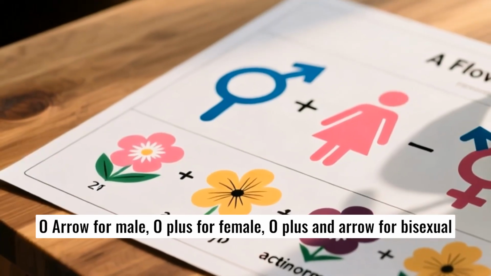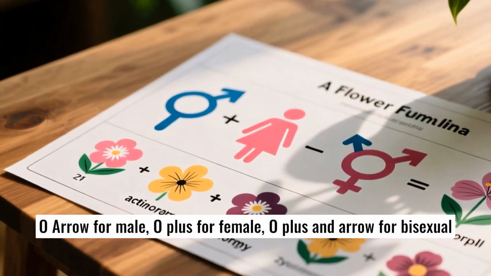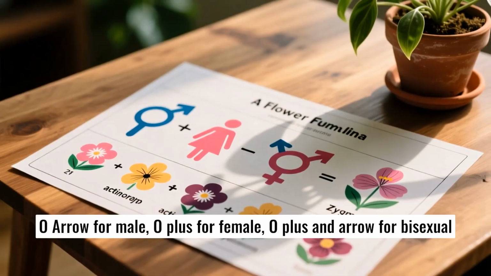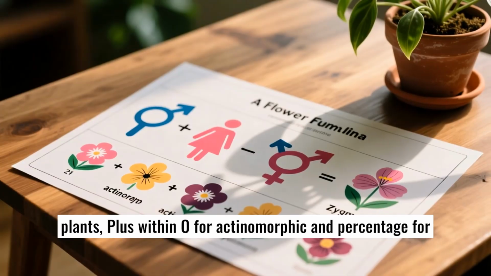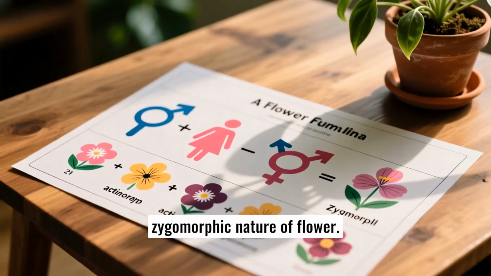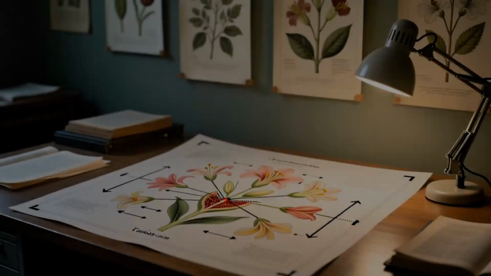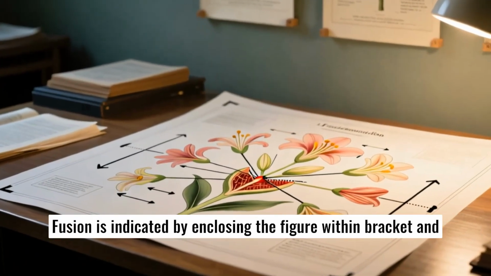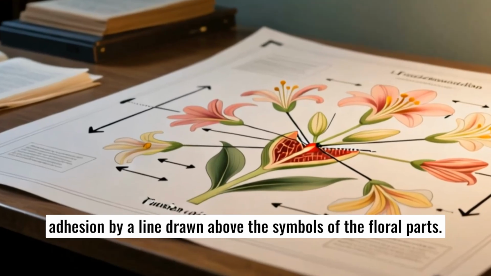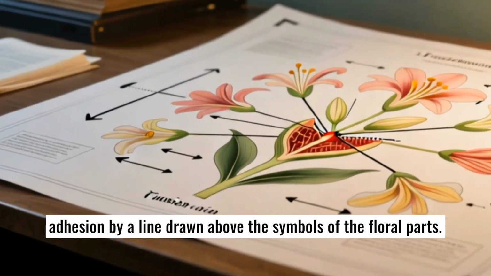Male sign for male, female sign for female, and the combined sign for bisexual flowers, a plus within a circle for actinomorphic, and a percentage sign for the zygomorphic nature of the flower. Fusion is indicated by enclosing the figure within brackets, and adhesion by a line drawn above the symbols of the floral parts.